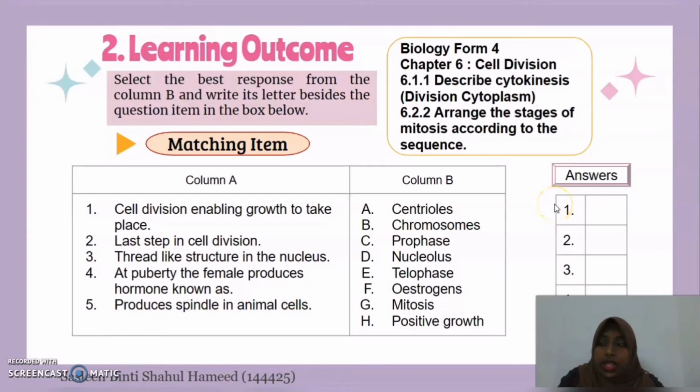So, in matching item, students are allowed to cover more content in one question as they need to know the specific function of each and every option that are given in the answer column.